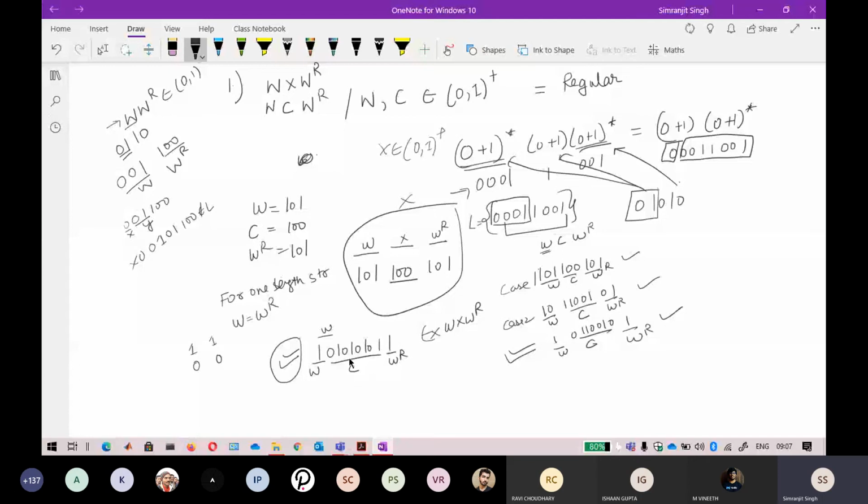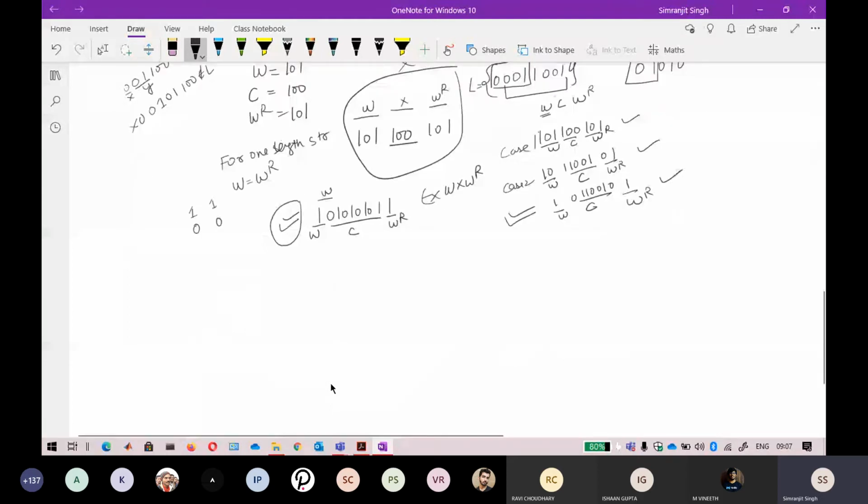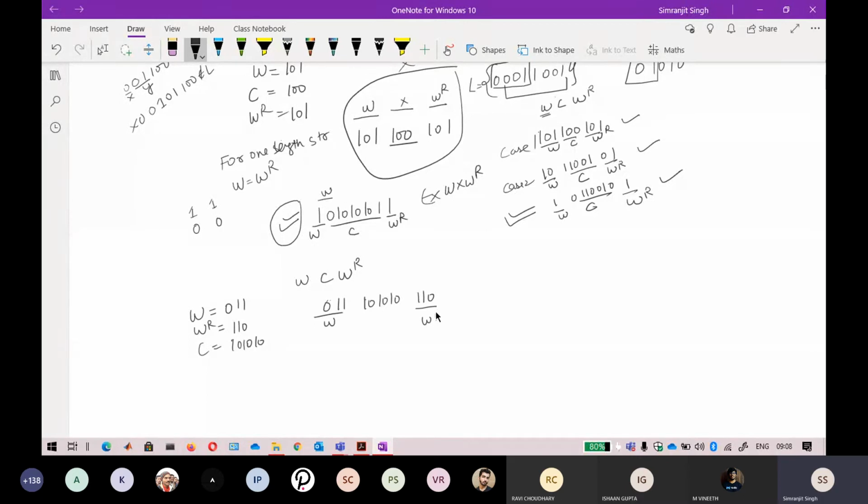So you can represent this expression as starting and ending with the same symbol. The language can be given like this, W C WR, and this W can be anything, starting from 0. If I take 0 1 1, WR can be anything starting from 1 1 0. So if you write it for this one, W becomes 0 1 1, C becomes 1 0 1 0 1 0, and WR becomes 1 1 0. That part will be your W, that part will be your WR, and that part will be your C.